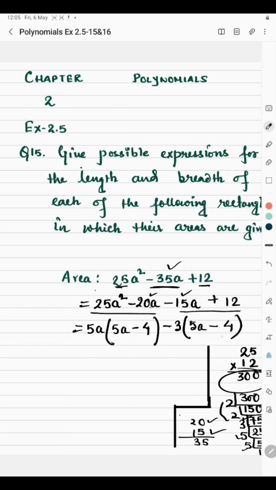Now see, we have got the same factor, 5a minus 4. From these two we'll take one. 5a minus 4 and 5a minus 4 are both the same, so from these two we'll take one, and here 5a minus 3 is another factor. Now we see this area can be represented as the product of the factors 5a minus 4 and 5a minus 3.